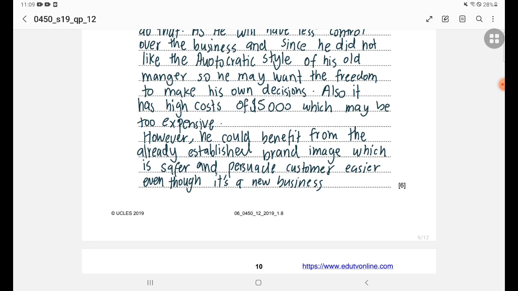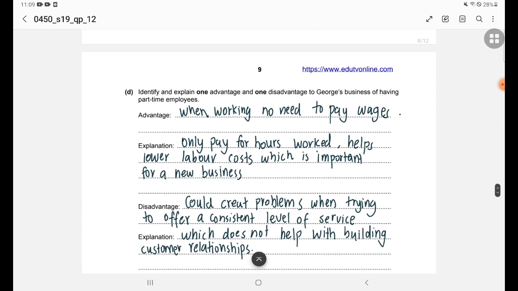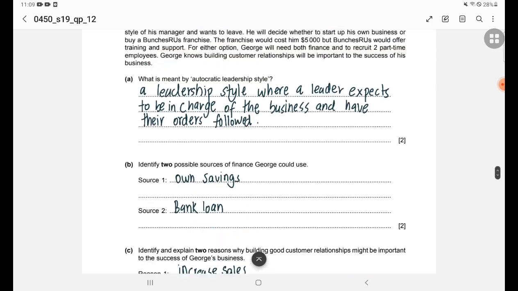There could be competition too. Let's say if someone else accepts this franchise and George did not, then maybe he could have more competitors. Then maybe it's better if he buys it himself. And that's it, I guess. You can write any suitable answer that makes sense and that is related to this question.